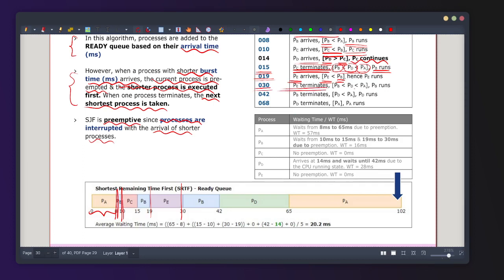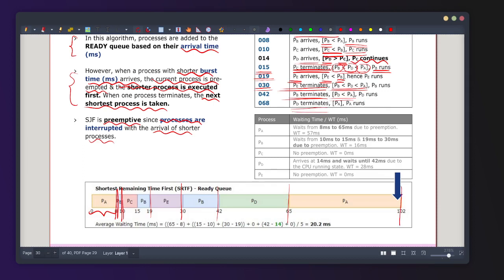Then process B starts running because, based on what's left in the ready queue, process B is the shortest. Process B runs until 42 milliseconds. Then finally it terminates. What's remaining in the ready queue? D and A. D is shorter than A. Then D runs, and finally A runs once D terminates.